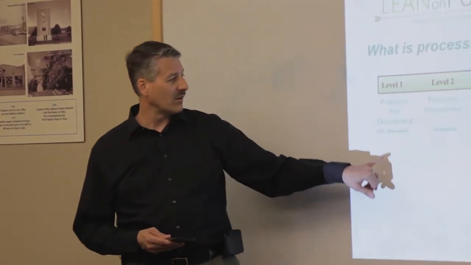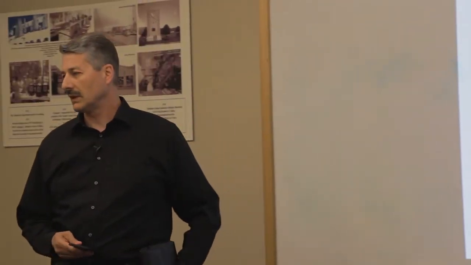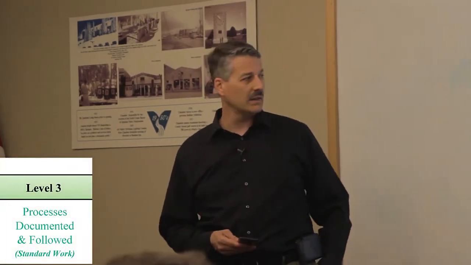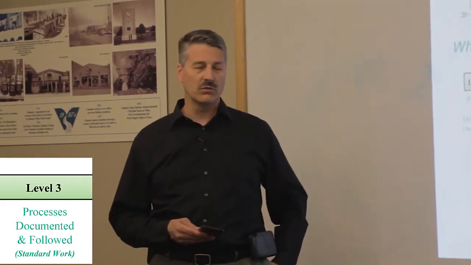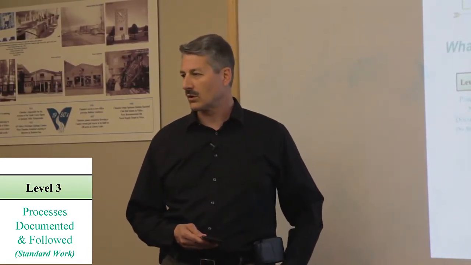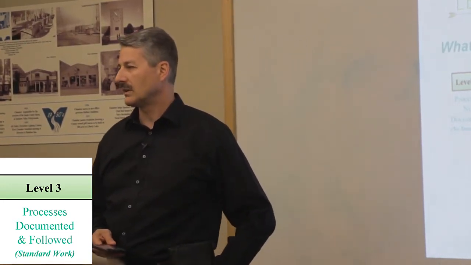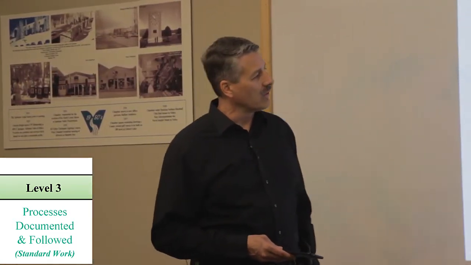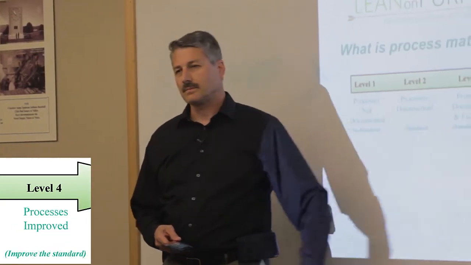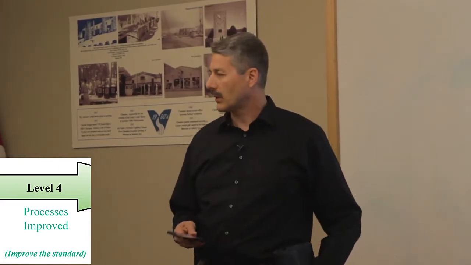So when processes are documented, you frequently hear that referred to as a standard. And then level 3 is standard work. If you've been around Lean at all, you've probably heard the term standard work. The definition of that is your processes are documented and you're following them. So level 4 is where you begin to improve the processes.